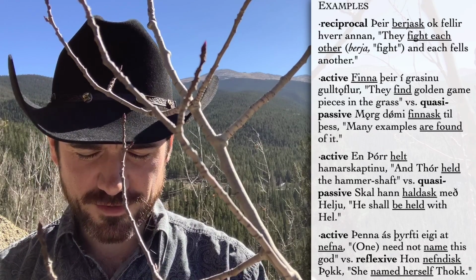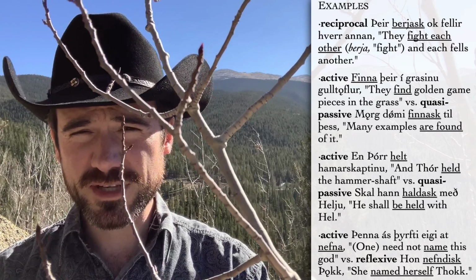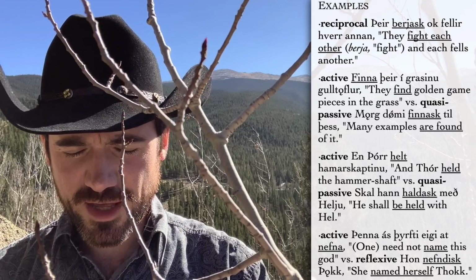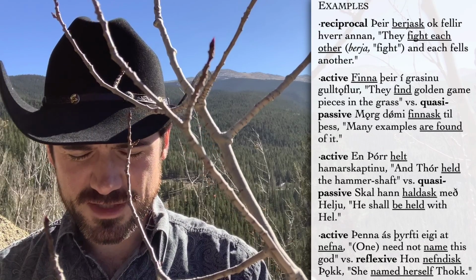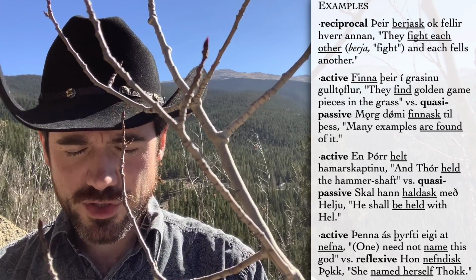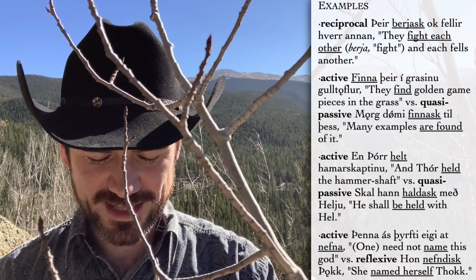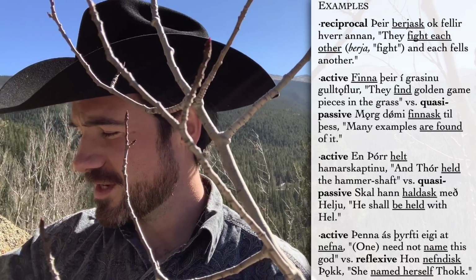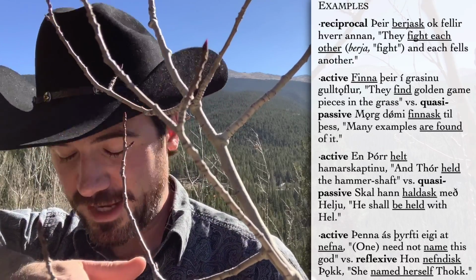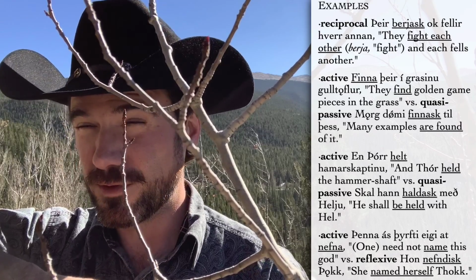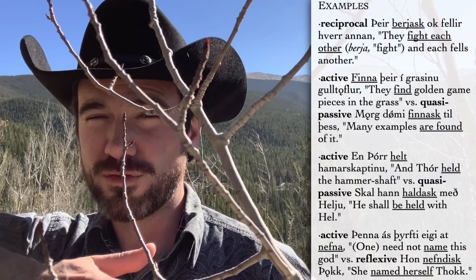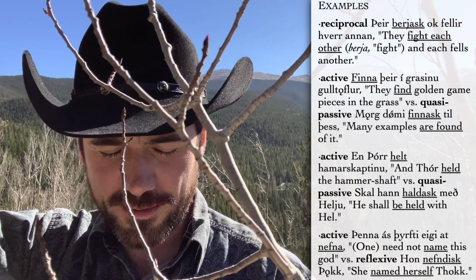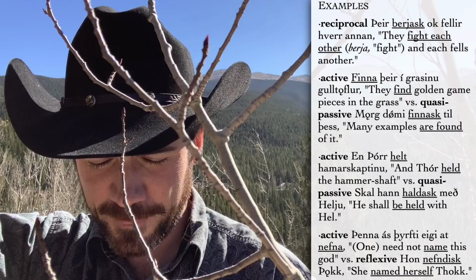Let's look at finna, which means to find. So, for example, we can see an active example of that in a phrase like finna þeir í grasinu gulltöflur. They find golden playing pieces in the grass. But morg dæmi finnast with the suffix til þess. So many examples find themselves almost for this. Now there, that's almost basically passive, and so you can almost say something like many examples are found for this. But you have to judge from context, and that reciprocal sense will be more common than true passives like this.